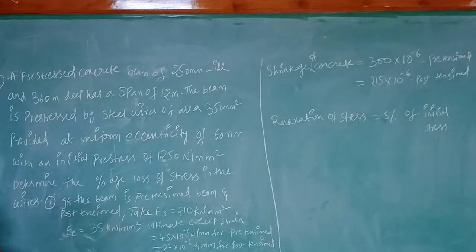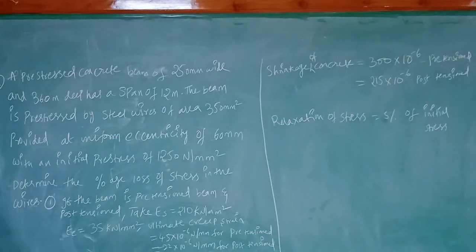The beam is pre-stressed by steel wires of area 350 mm square. He has directly given you the area, provided at a uniform eccentricity of 60 mm with an initial pre-stress of 1250 Newton per mm square. Determine the percentage loss of stress in the wires if the beam is a pre-tension beam and a post-tension beam.